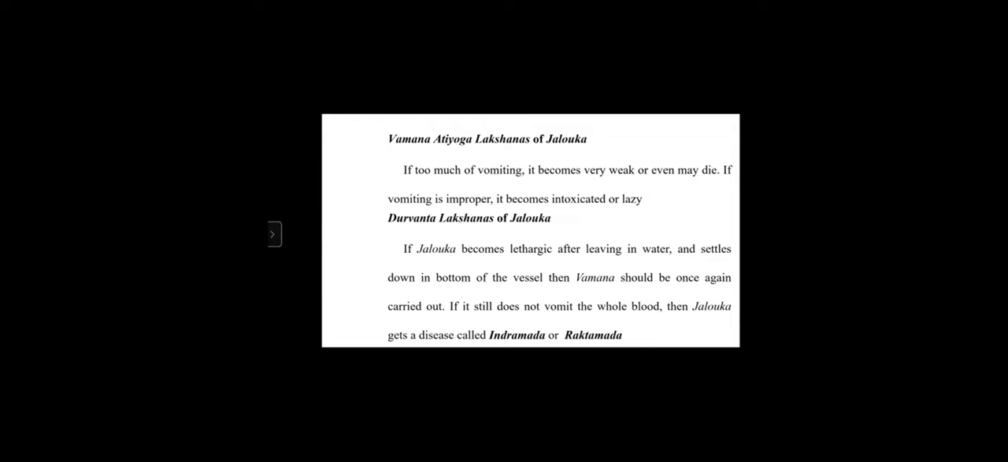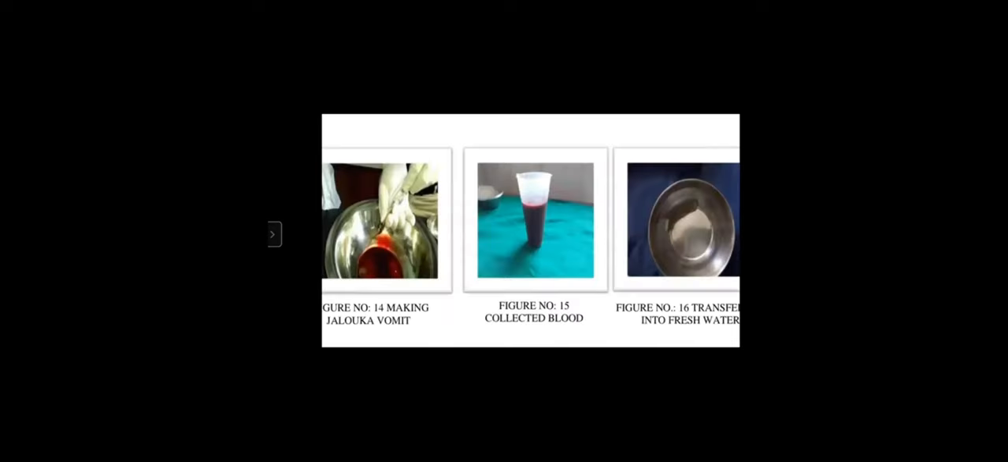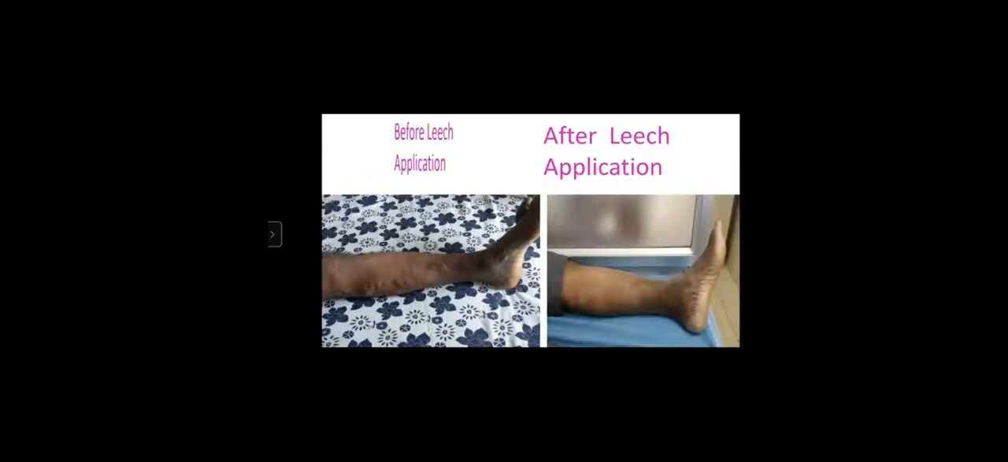Sometimes some quantity of whole blood is still there. In that case, it is called Indramada or Raktamada. This is how we make it vomit, and a collection of the blood is done. After that, it is transferred to fresh water. So this is how we used to do it in the case of varicose veins and all.